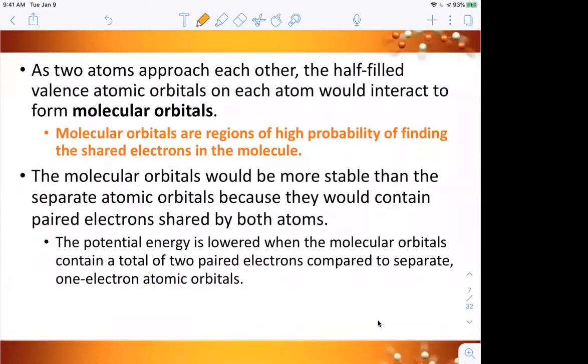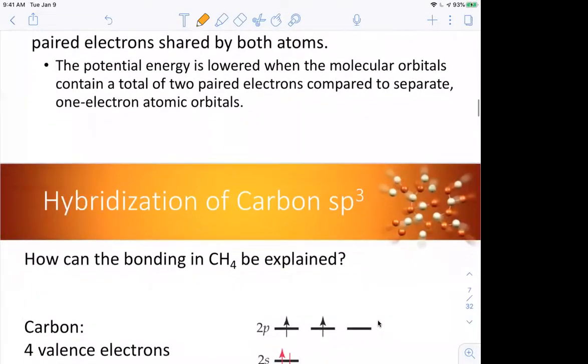As two atoms approach each other, the half-filled valence atomic orbitals on each atom interact, and this interaction forms molecular orbitals. These molecular orbitals are defined very similarly to atomic orbitals. They're regions of high probability of finding the shared electrons in the molecule. These molecular orbitals are more stable than the separate atomic orbitals because they contain paired electrons which are shared by both atoms. The potential energy is lowered when these molecular orbitals contain a total of two paired electrons compared to separate one-electron atomic orbitals.